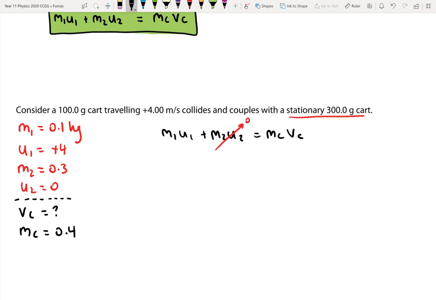Let's just solve this intermediately. We had 0.1 by plus 4. So it turns out that the initial momentum was 0.4 kilogram meters per second.